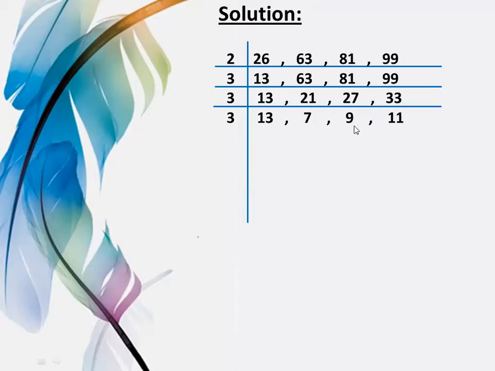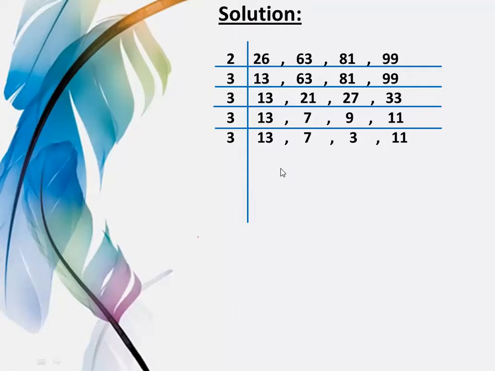Now here you have 9, so you will take your next number, again 3, and divide this 9 by 3. So 3 multiplied by 3 will become 9, and you copy 13, 7 and 11 as they are. Now again you will get 3 here, so you will divide this 3 by 3 again.